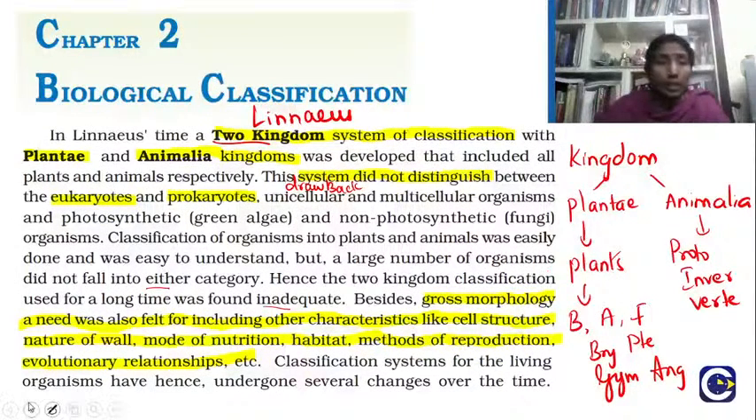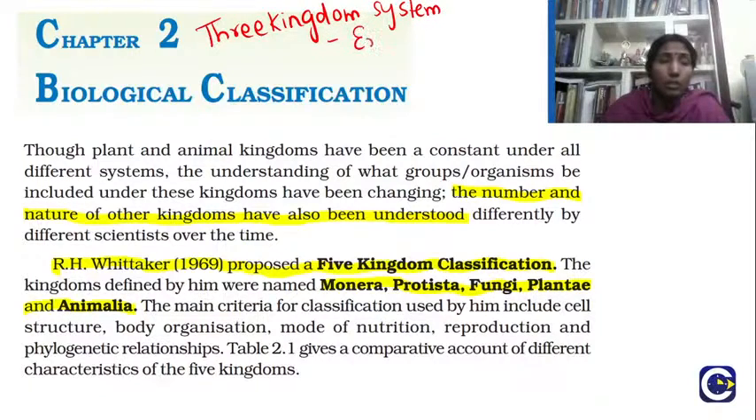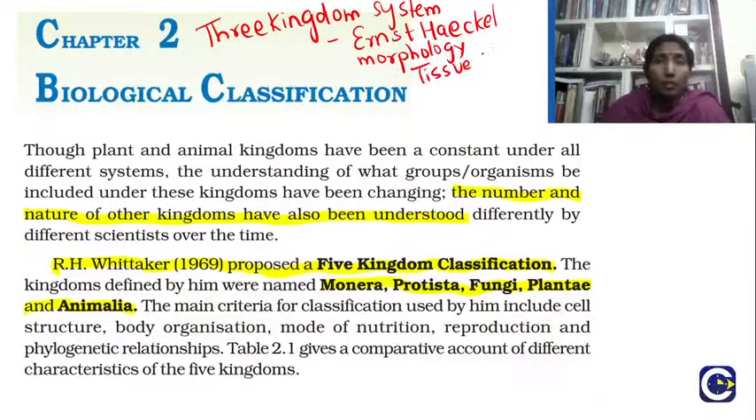Then only came what is called the three kingdom classification. This is not in your book, but I thought I will just let you all know. So there is something called the three kingdom system of classification. The one who proposed this was the German zoologist Ernst Haeckel. So he again based it on morphology, tissue system, mode of nutrition and division of labor. With all these they divided this three kingdom system.